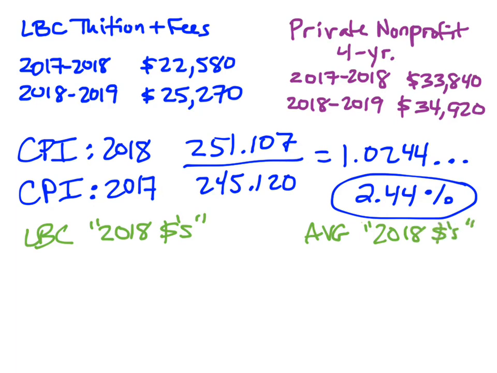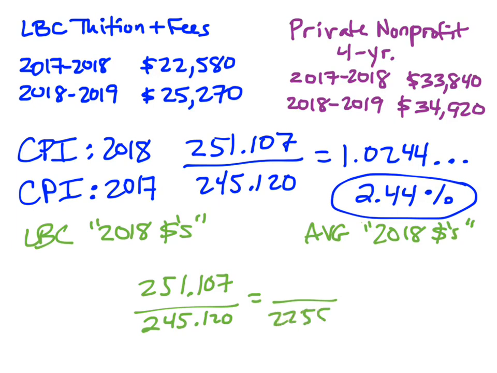Okay, so we've seen a few ways to do this. One is to do a proportion, so we could do the CPI numbers for 2018 and 2017, and then we compare the tuition, so we know the 2017 tuition for LBC, and we want to know what that would be in 2018. Okay, another thing you can do is just take this fraction, or this 1.0244, and multiply that by the tuition that you want to convert, the 2017 one. Okay, and that will give you the amount in 2018 dollars.